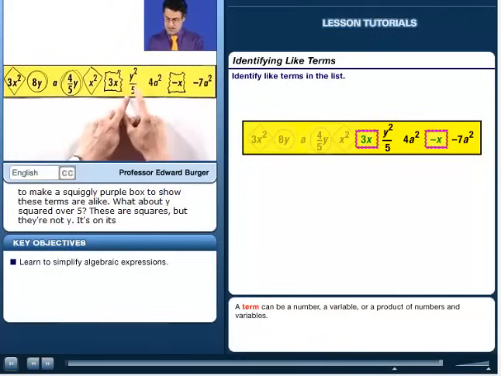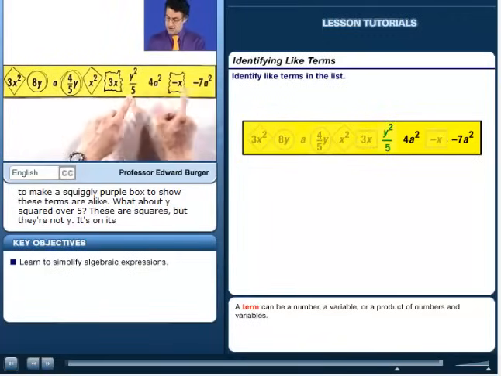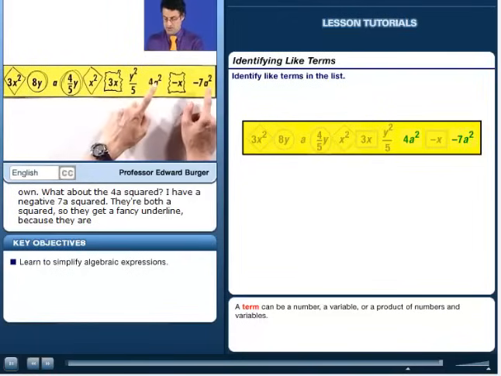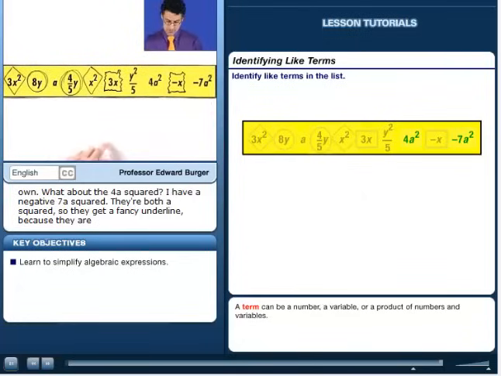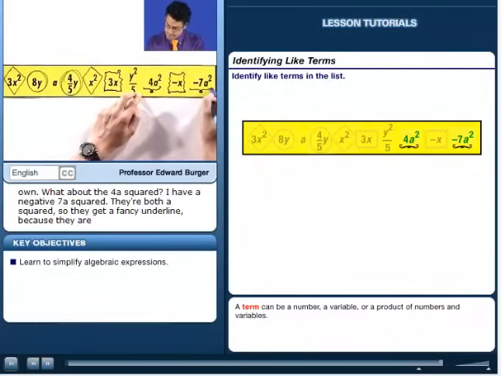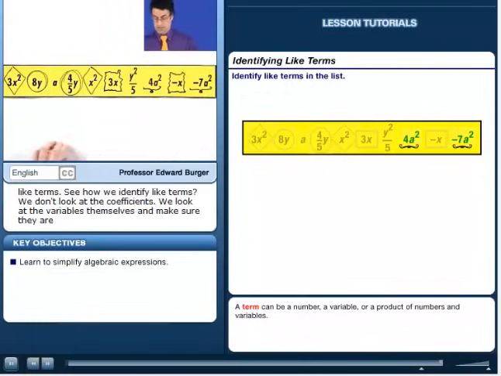What about the y squared over 5? These are all squareds, but they're not y's, so that's off on its own. And what about the 4a squared? Well, I have a negative 7a squared. Those are a squareds. 4a squareds, negative 7a squareds, they're both a squareds. So in fact, they get a fancy underline because they are also like terms.